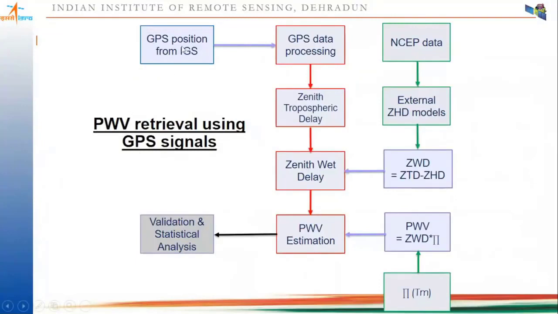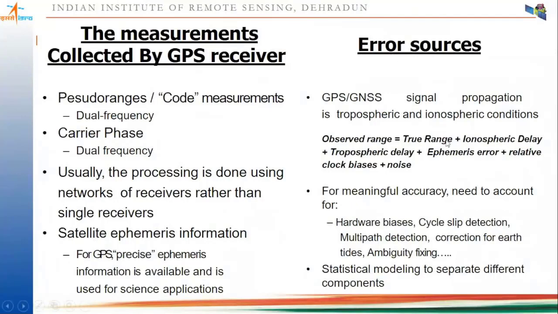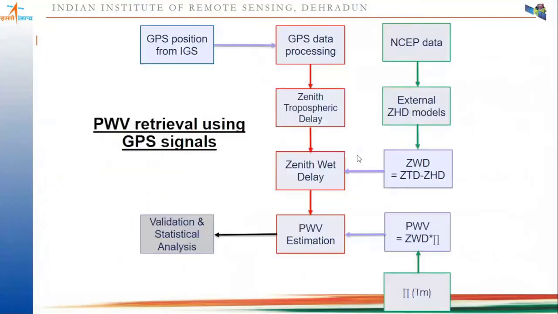We take the GPS positions from the IGS in the SP3 format, as I told you. We do the GPS data processing, the same as what we have told you. The observed range, true range, and ionospheric delay, all these things we will find out and fix, and we will find out the tropospheric delay. From the tropospheric delay, we find the slant and zenith tropospheric delay. So after doing all the processing, we get the zenith tropospheric delay.